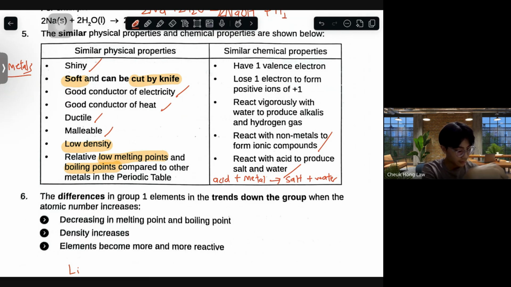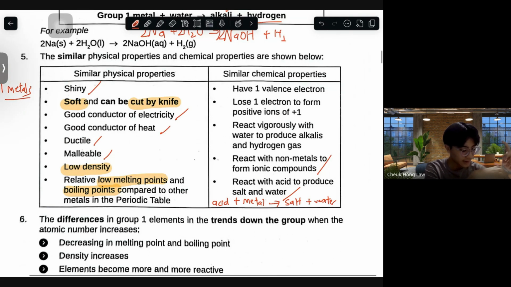Okay, so the only thing that is different is, since they are group 1 metals, right? One of the similar chemical properties is that they have one valence electron. Okay, so pretty straightforward. They are found in group 1, so they have one valence electron. And because they have one valence electron, they will lose one electron to form your positive ion of +1. Okay, basically the charge is +1 when it becomes an ion.